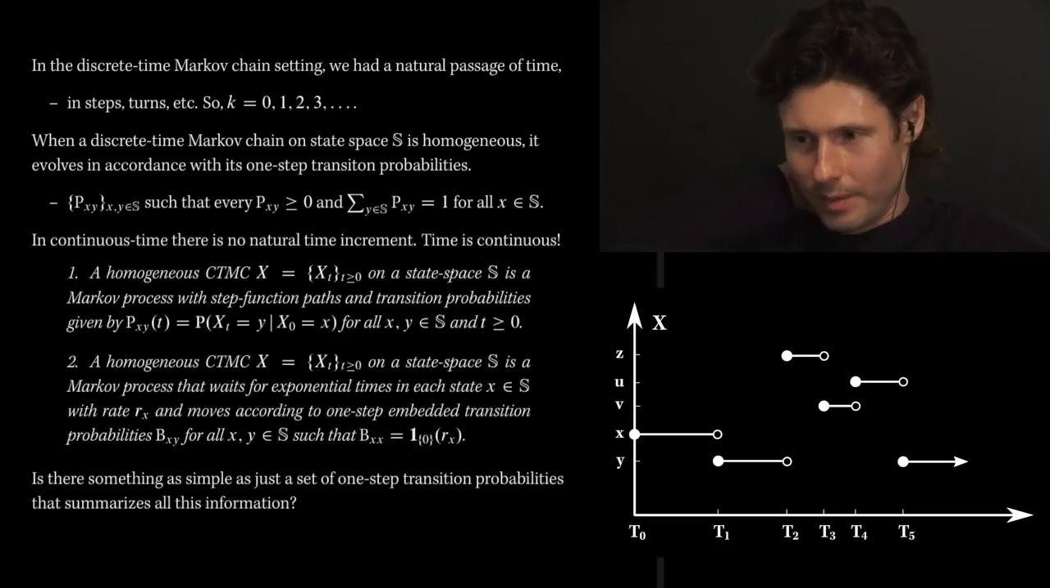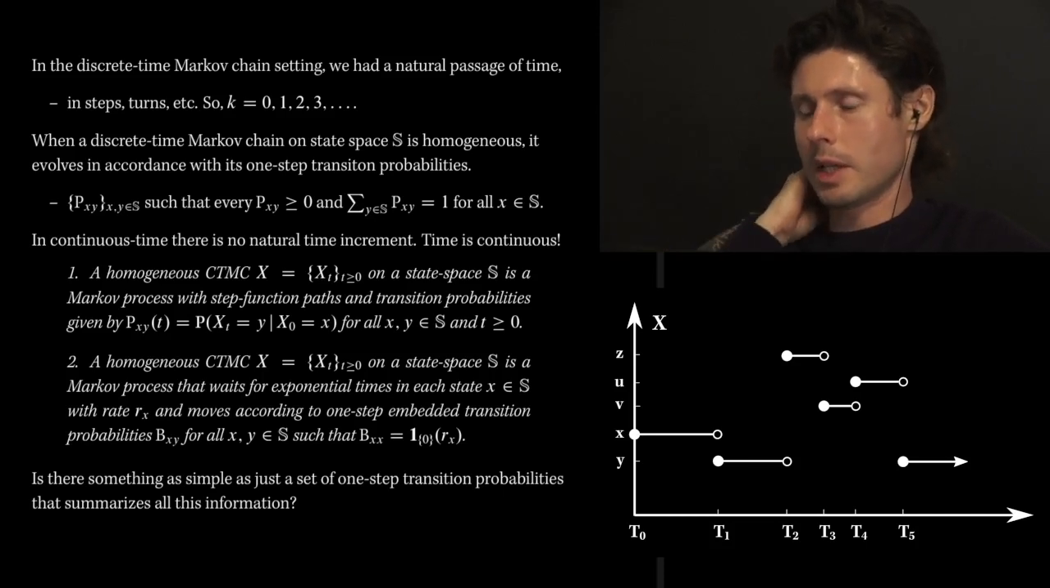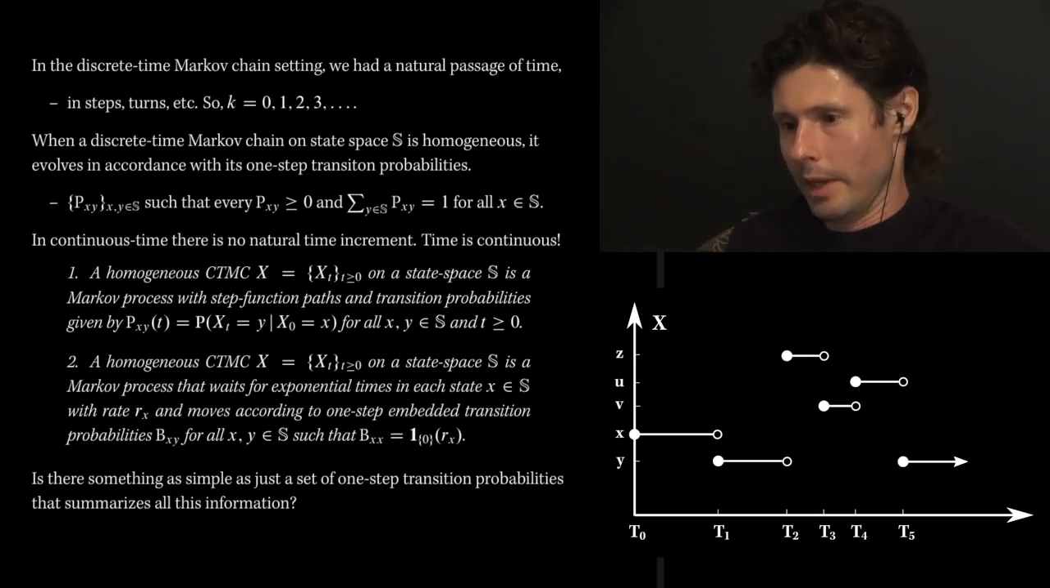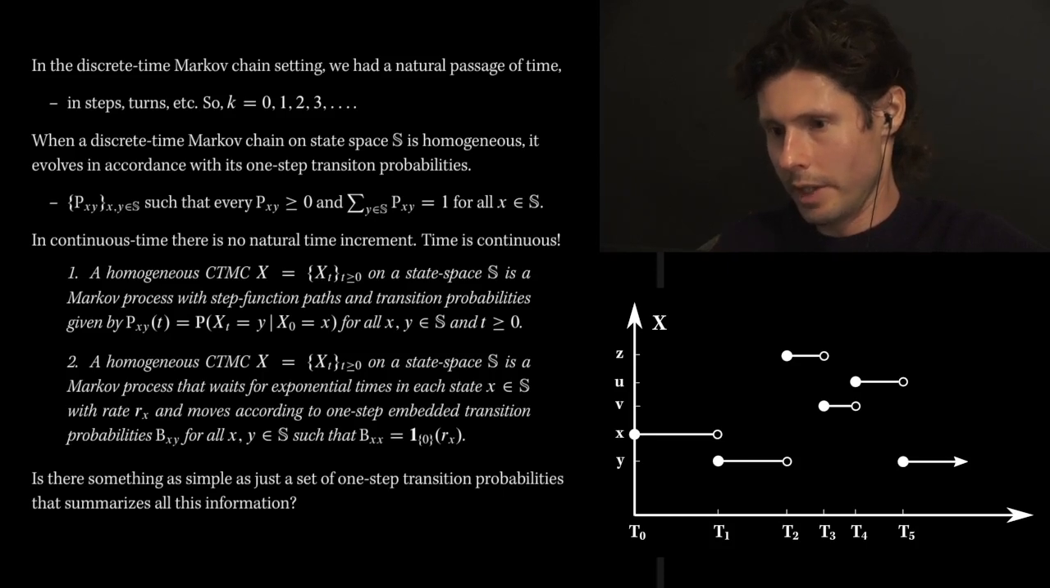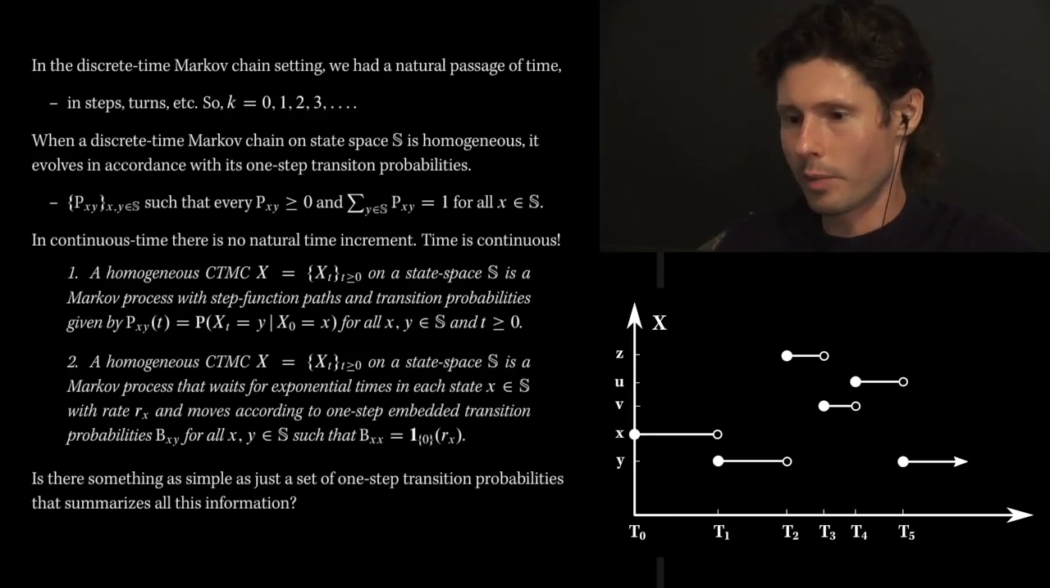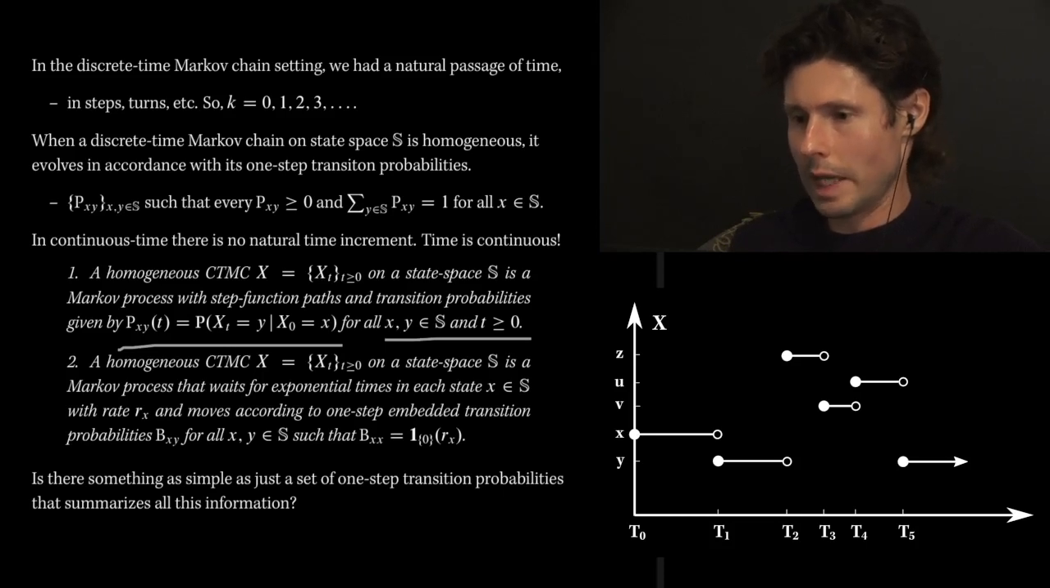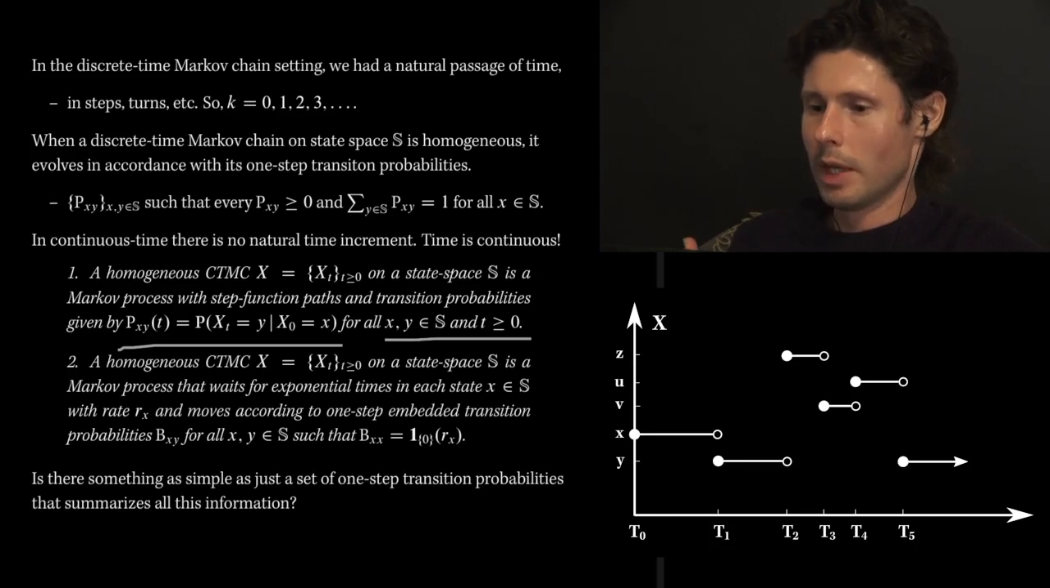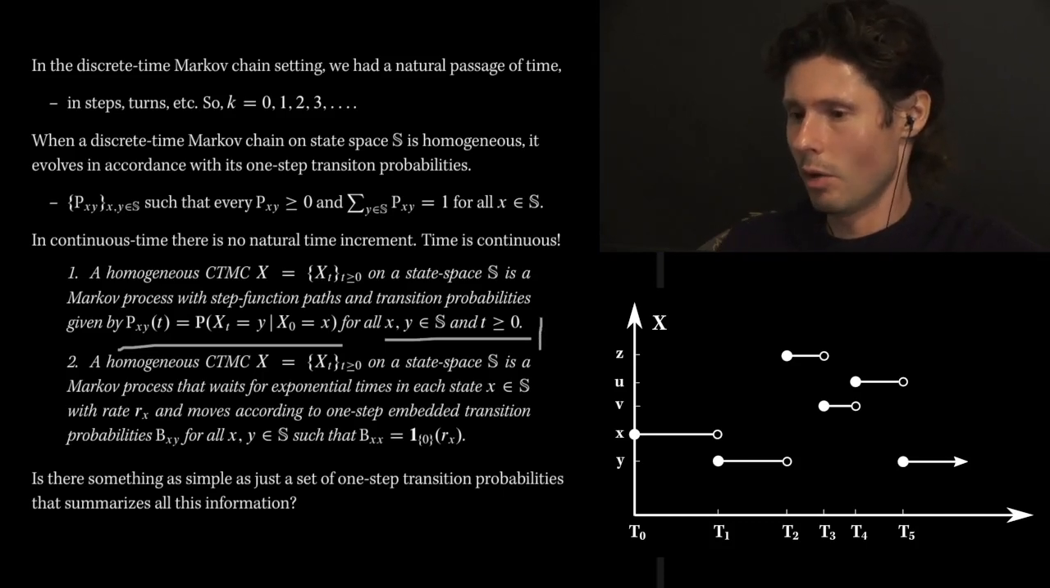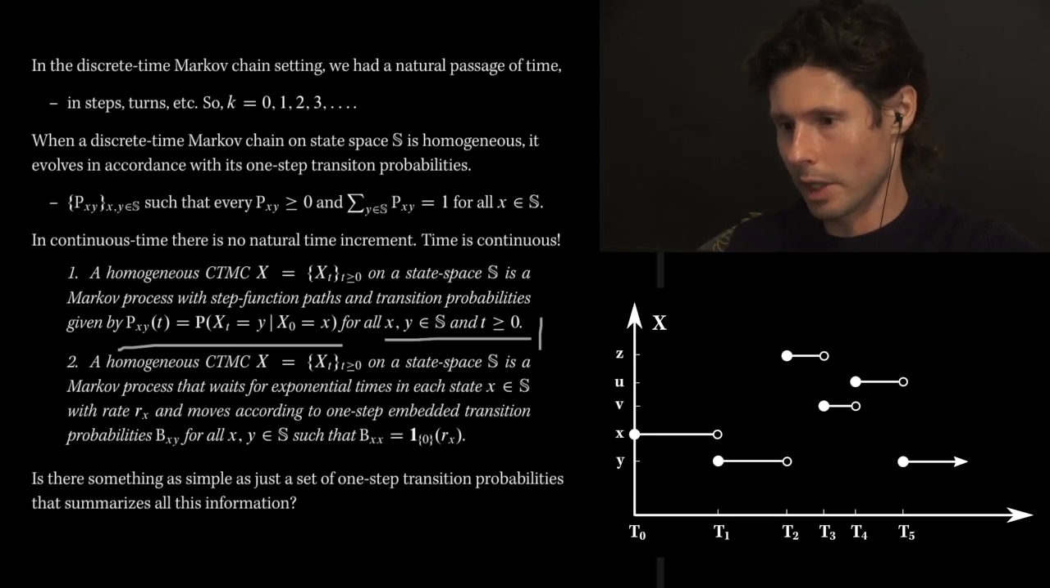In continuous time, there's no natural time increment. Time is continuous. You can't say one step or one turn; time moves continuously. And these were our definitions for the CTMC, or at least a homogeneous one. One was as a Markov process with step function paths. That's the picture below me, with these transition probabilities that you notice are defined, once again, in terms of all states at all times. So this by no means looks anything like a one-step transition probability, because you need to keep infinitely many of these things, right? It's a whole function here, so it's a much more complicated object compared to the one-step transition probability.